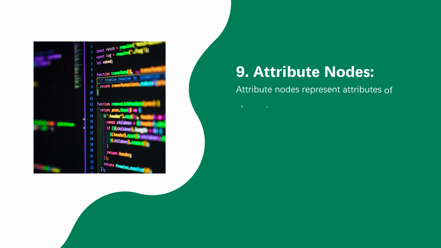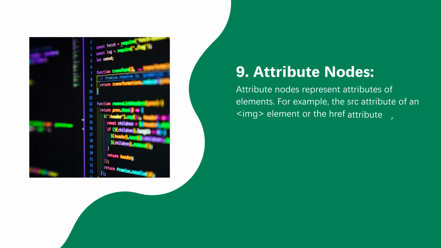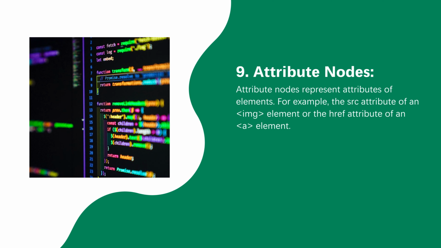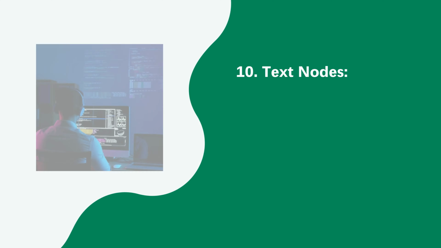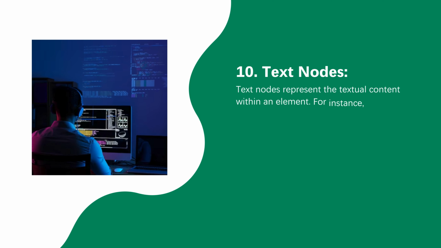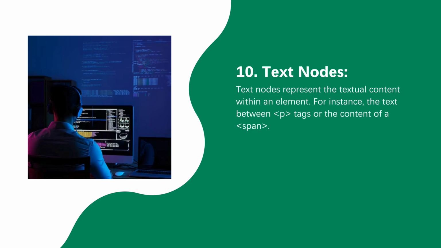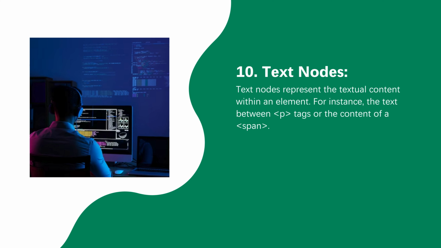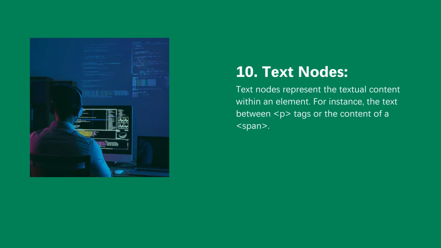Attribute nodes. Attribute nodes represent attributes of elements, for example, the src attribute of an image element or the href attribute of an a element. Text nodes. Text nodes represent the textual content within an element, for instance, the text between paragraph tags or the content of a span.